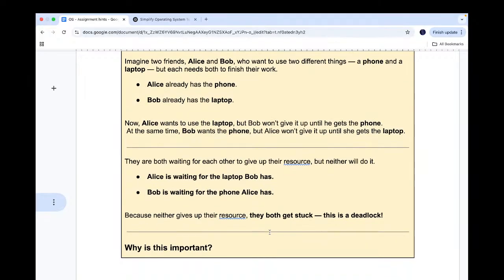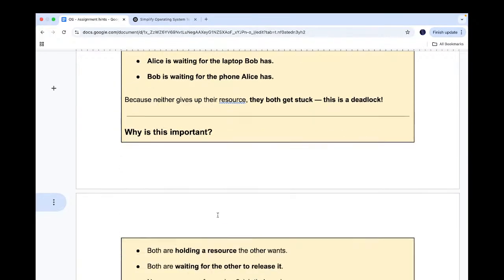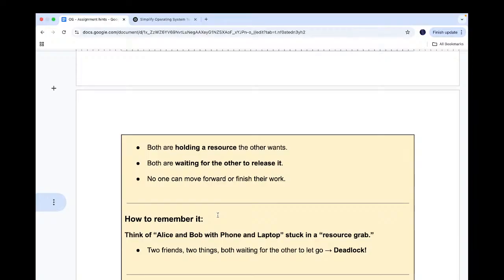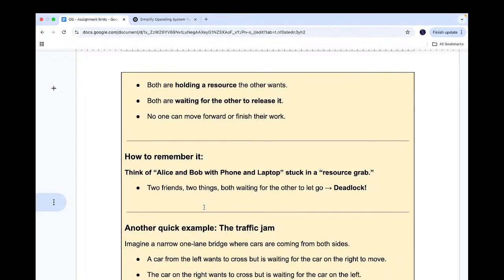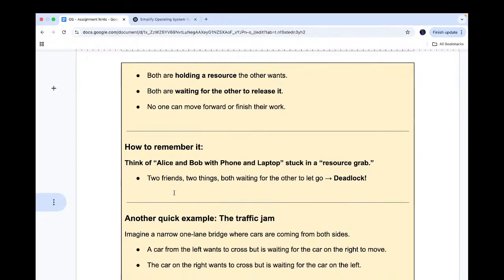This is deadlock. Why is this important? Both are holding a resource the other wants. Both are waiting for the other to release it. No one can move forward or finish their work. How to remember it? Think of Alice and Bob with phone and laptop stuck in a resource grab. Two friends, two things, both waiting for the other to let go is deadlock.